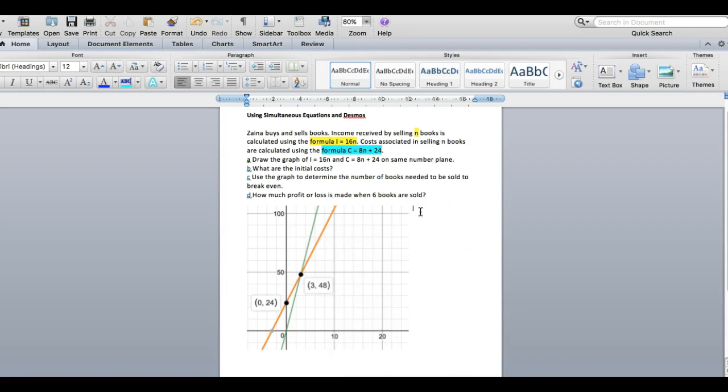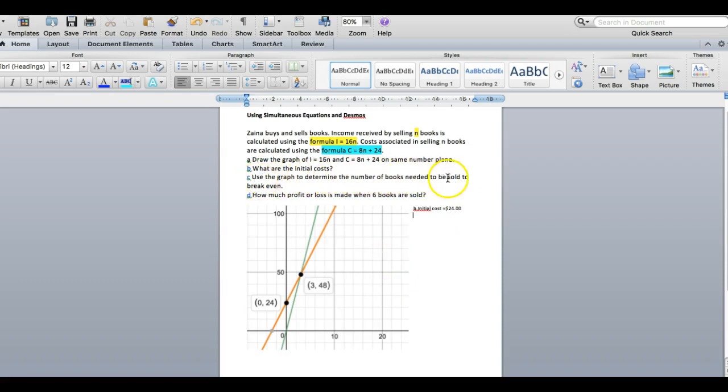Okay, so let's see. A, draw the graph. I've done that. What are my initial costs? My initial costs, I'm going to look at my orange graph, and my initial costs are going to be $24. So initial cost equals $24. Can you see when I'm answering it, I'm just writing a few words just so that I know what I'm doing. Okay, my next one.